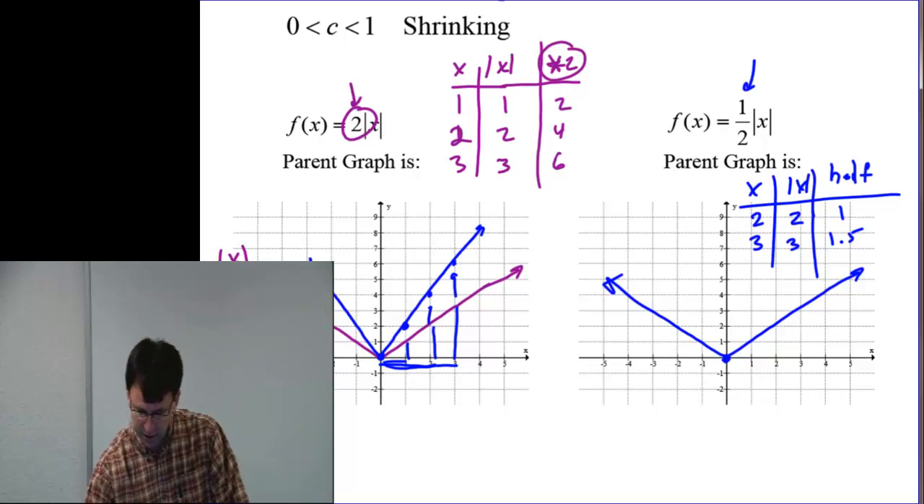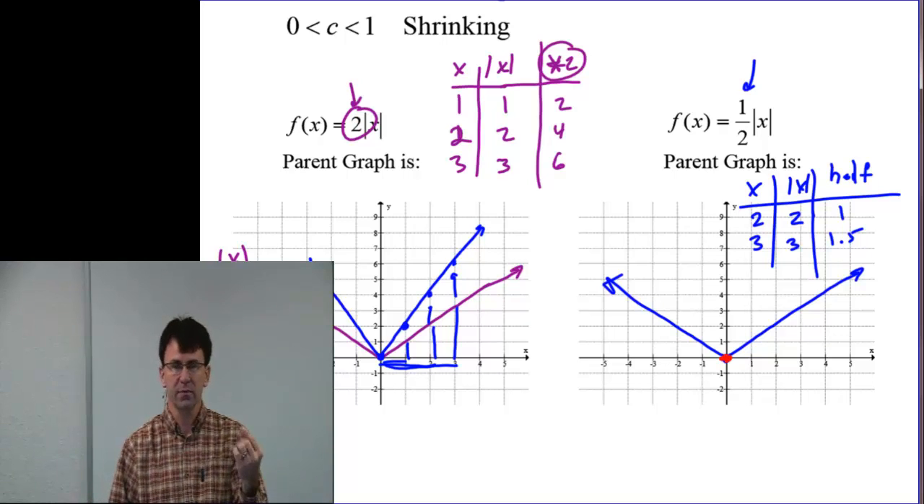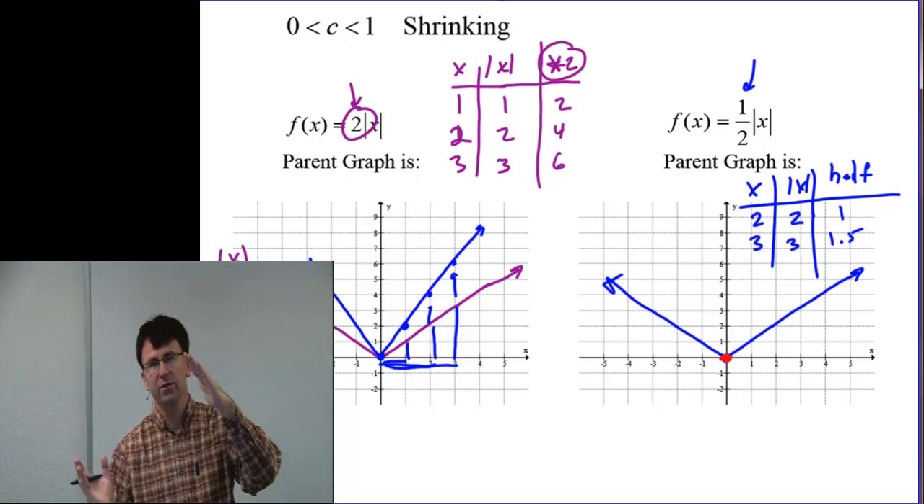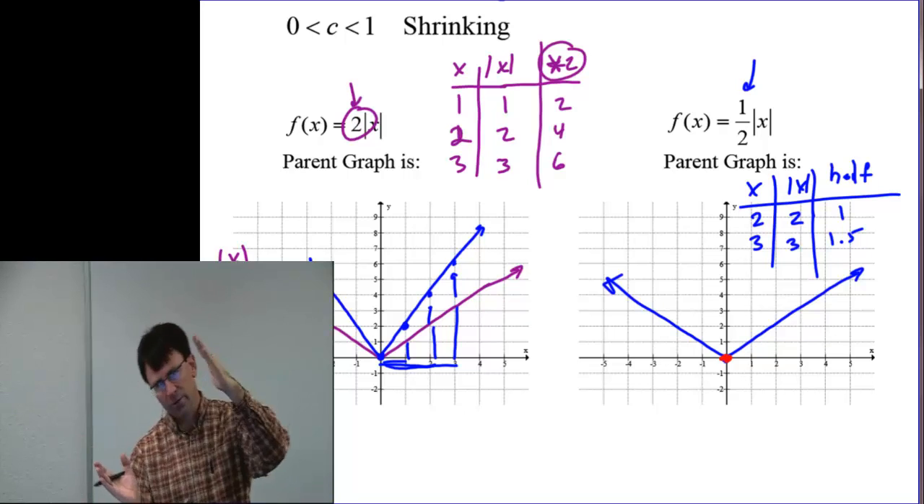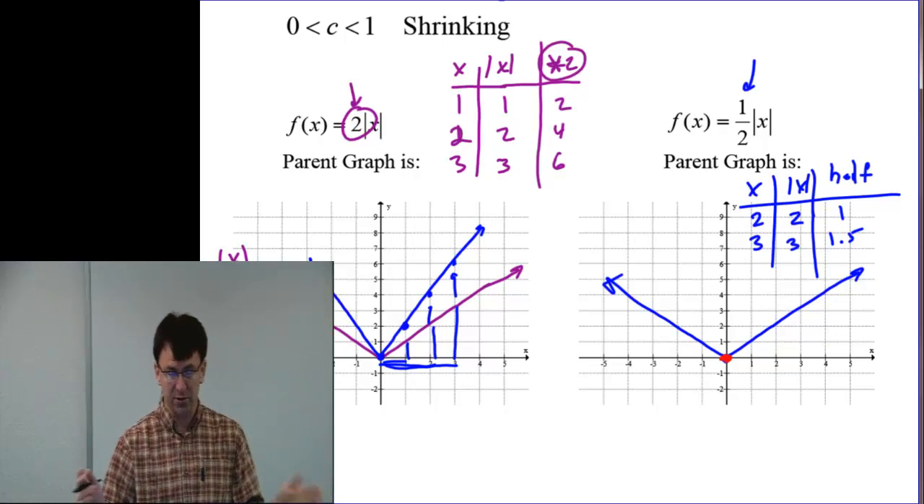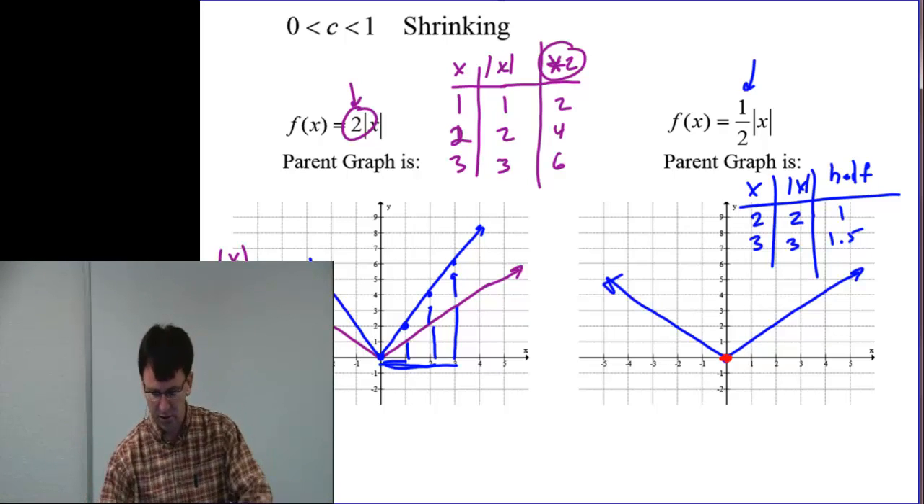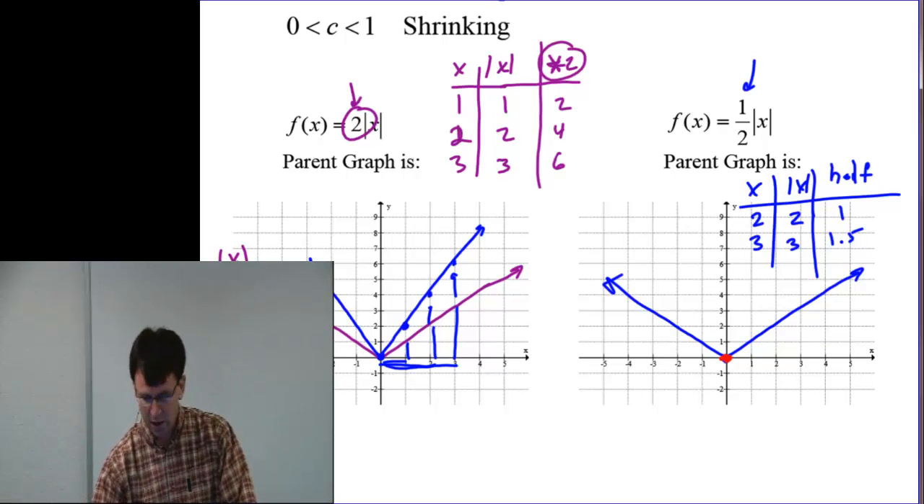Let's see if we can put that on a graph. Well, major point hasn't moved. This is going to be a shrink, and the reason why they call it a shrink is because it shrinks to the x-axis. Some people think this is a stretch because it gets flatter as it goes out. Don't worry about the stretching and the shrinking. Really want to focus on what happens to the output.